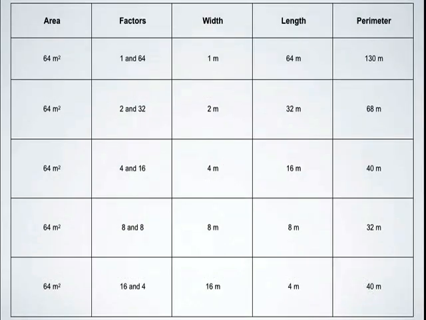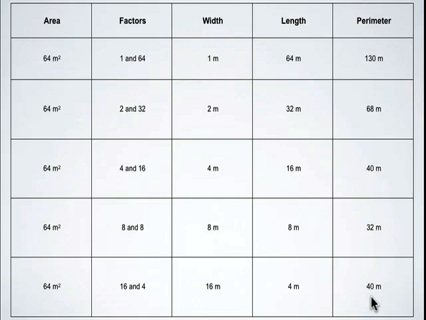So here's our completed table, where we have the area fixed all the way down as being 64 meters squared. We have our different lengths and widths for possibilities, and the perimeter that results from each of those different dimensions. And again, you notice that the one that was 16 by 4 was the same as 4 by 16. They both gave you a perimeter of 40 meters.